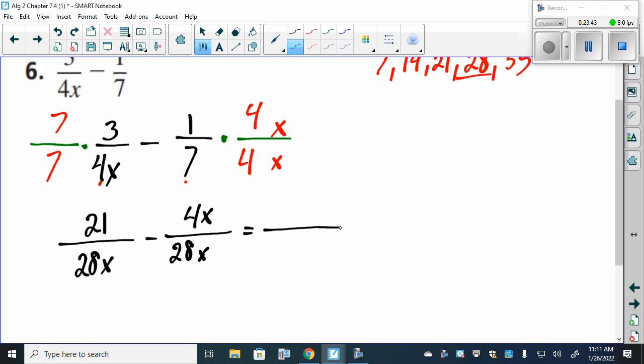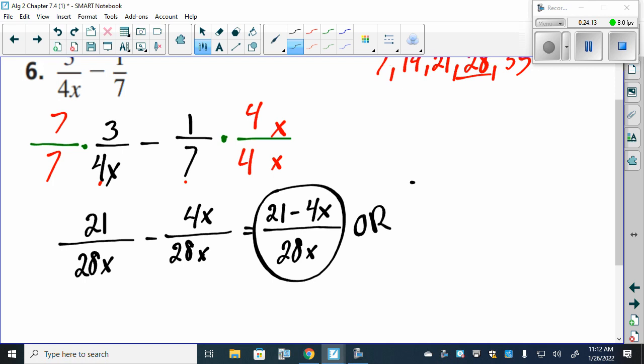Well, we now have the denominators as the exact same thing, yes? So the denominator will be 28x. The numerator is going to be 21 minus 4x, because we can subtract those. Well, they're definitely not like terms. Is there anything in common with 21 and 4x that we can factor out? Well, no. So this here is as simplified as it gets.